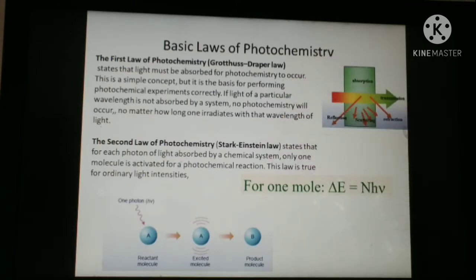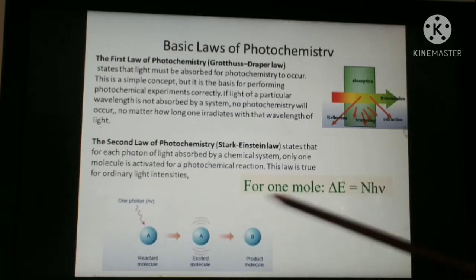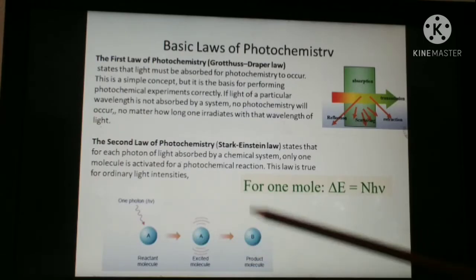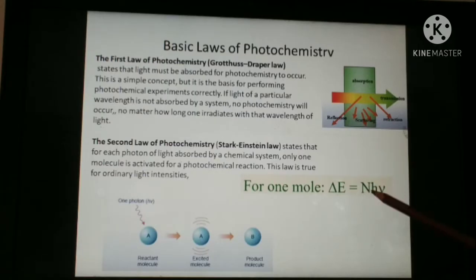The second law of photochemistry is also called the Stark-Einstein law. It states that for each photon of light absorbed by a chemical system, only one molecule is activated for a chemical reaction. This law is true for ordinary light intensities. So for 1 mole, 1 mole of light energy will activate 1 mole of the reactant to convert into the excited state. This excited state of the molecule is then converted into product. Here N stands for the moles, 1 mole of light energy.